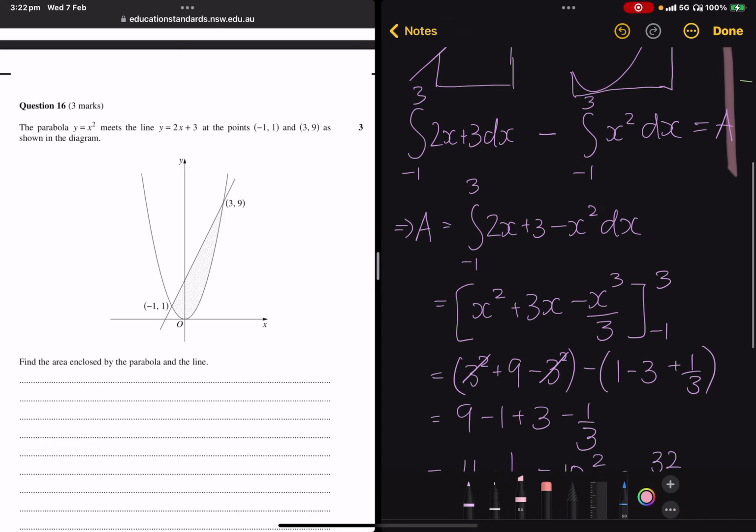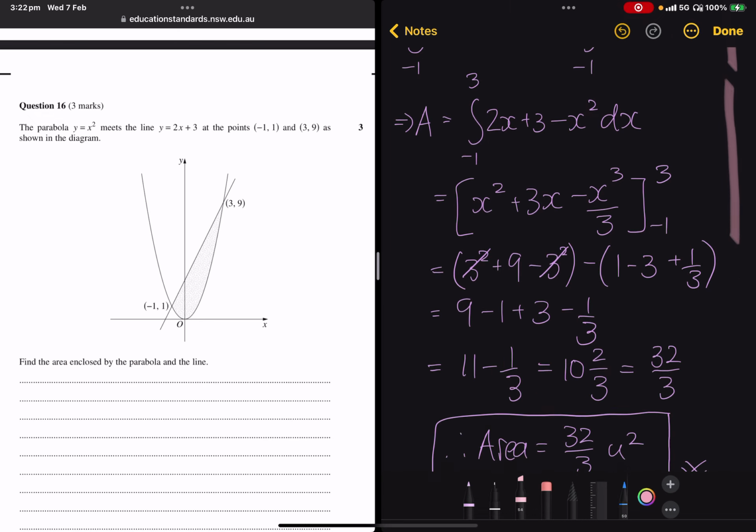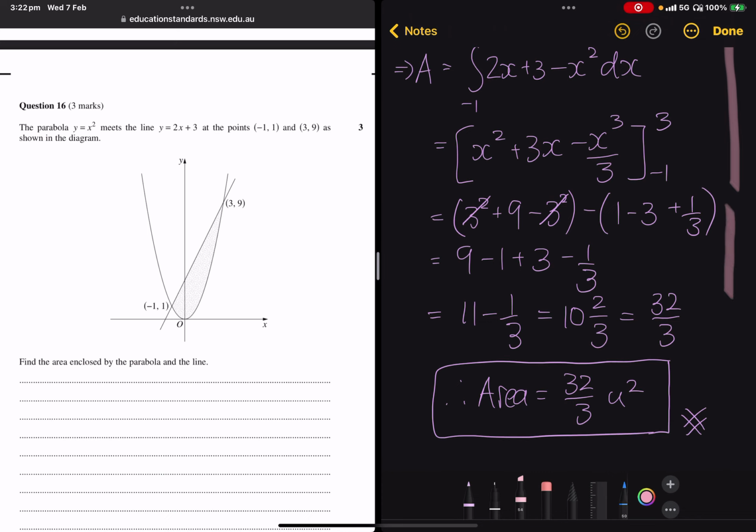For the second mark, you'll need to correctly start to evaluate the integral. So you'll need to do the first few steps where you antiderive the functions, and then to get the third mark, you'll have to correctly evaluate the integral and present the answer. So 10 and 2/3, 32 on 3, something like that. That will get you the 3 marks.